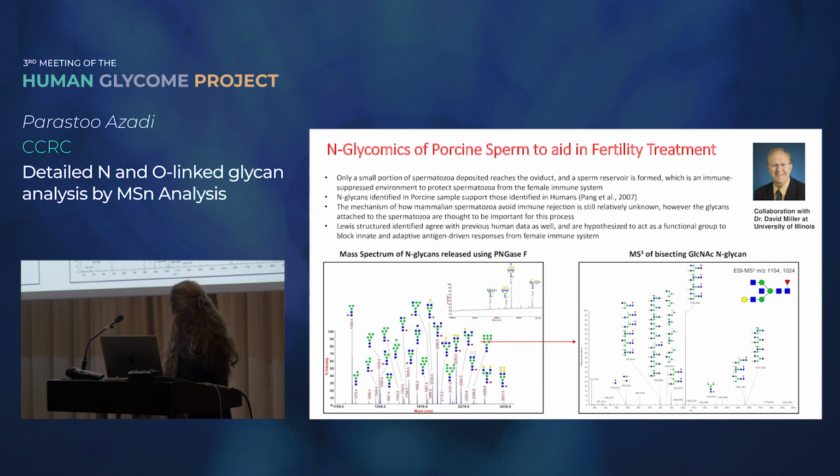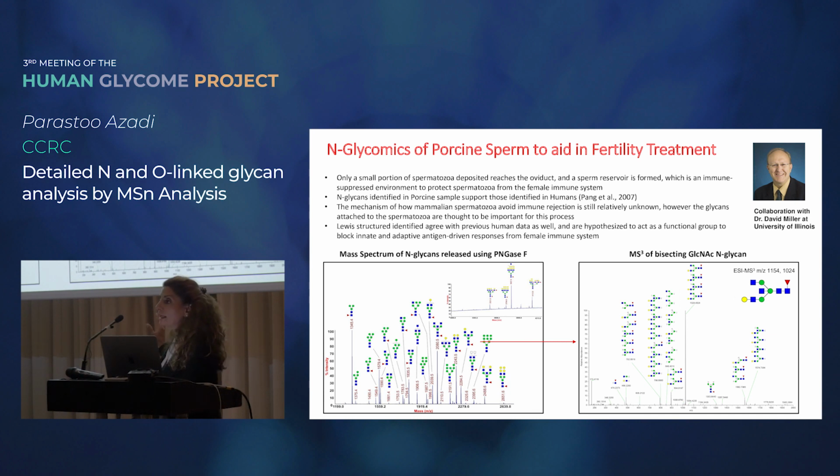Dr. Miller wanted to confirm this in porcine samples and see whether there are any additional functional groups that could be responsible for this. So we looked at the mass spec of N-glycans released from the sperm in porcine samples. That is the full mass spec spectrum. We were able to see Lewis structures present in very small amounts. The spectrum you see at the top is the extended version of the high molecular weight mass region, and we see a tiny amount, maybe a few percent, of Lewis structures. So Lewis structures are not a significant portion in porcine.